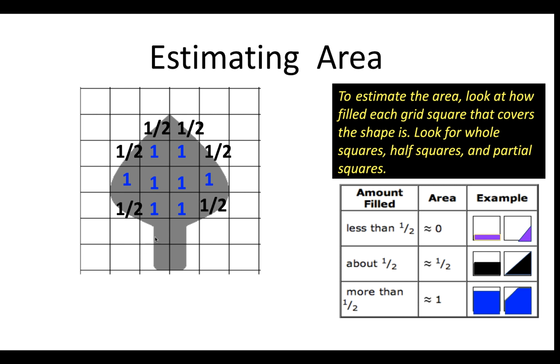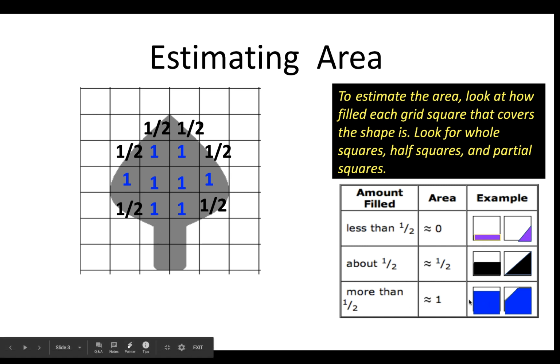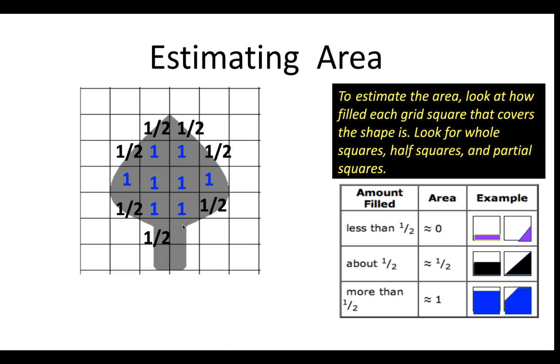It's symmetrical. This grid square right here, what do you think would match over here in the chart? Probably about half. This one right here, probably about half. This one down here, half of it is filled in. This one right here. Remember, you're looking at how filled in this one grid square is. With that figure, it's about half filled in.